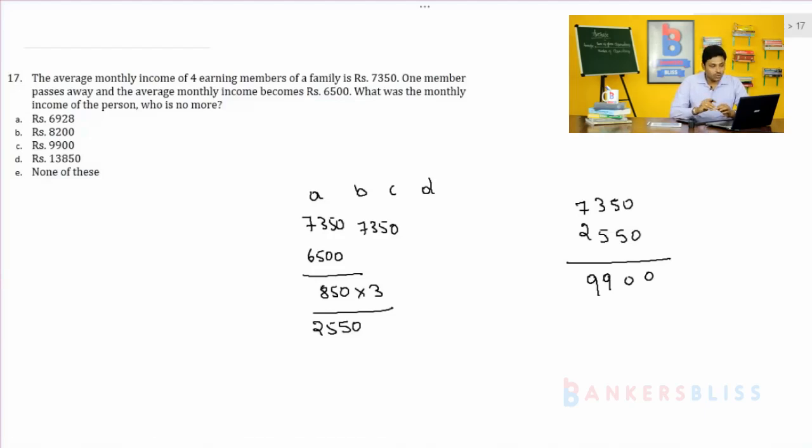So when he was in the group, the average was 7,350. When he passes away, the average reduces to 6,500 for the other 3. Means 850 per candidate it is reduced. When the person was in the group, he was contributing 850 to other individuals. After contributing also, he was having 7,350. So for 3 members, he contributed 850 each, 850 into 3, 2,550. Along with that, he was having 7,350. Altogether, he was having 9,900. That was his monthly income. So let us go to the next problem, problem number 18.